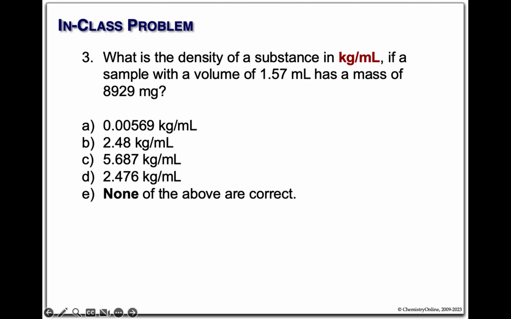Density interconversions. We're looking for the density. Well, remember, it can be any unit of mass divided by any unit of volume. So here we want kilograms and milliliters. Our volume is 1.57 mils. And our mass, oh my goodness, is given in milligrams. What we're going to have to do is change milligrams to grams and grams to kilograms. Divide by our volume, and we get the answer.